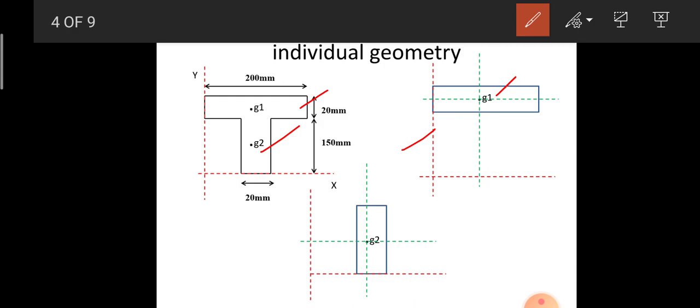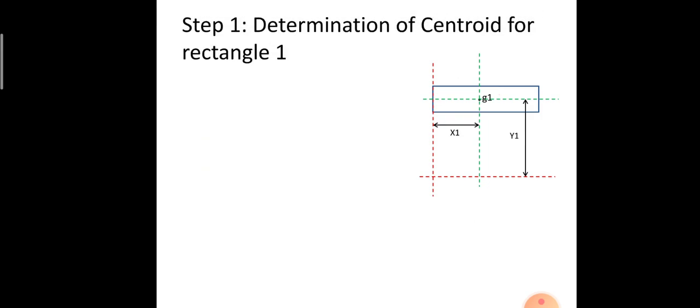Similarly, we have the web part rectangle here. This is the bifurcation of the web part rectangle, which is represented by the green dotted lines. As we know that the centroid for the overall structure will be determined by the individual centroidal axis.